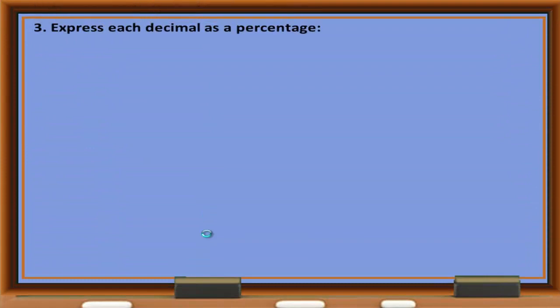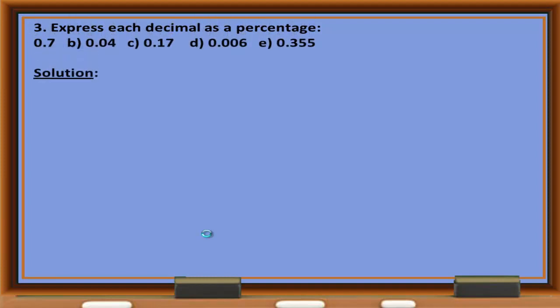Number 3. Express each decimal as a percentage. Question A is 0.7. It means 7 over 10 times 100. Then it will give 70%. B. 4 over 100.